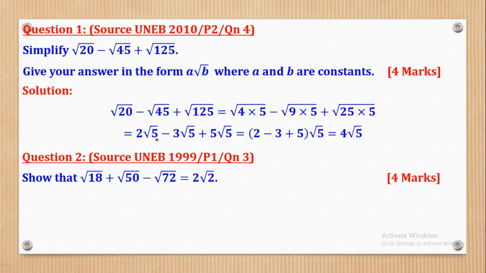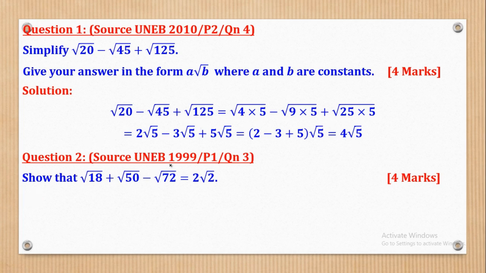So that you realize that this is the same surd, root 5, root 5, root 5, meaning that I can add these ones which are outside the square root, and that is 2 minus 3 plus 5, which is here. Then put this root 5 outside. So this one gives you 4, and this one is maintained to give you 4 root 5, and that's what they wanted.